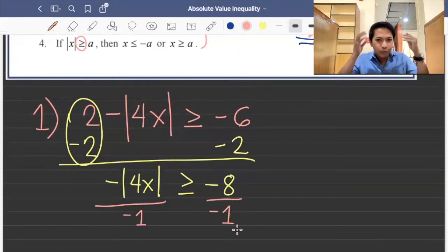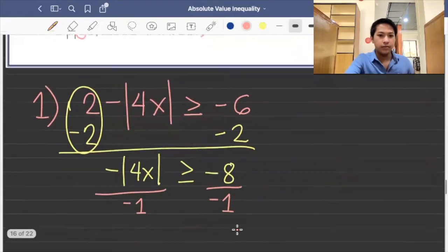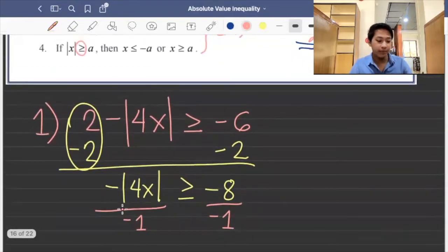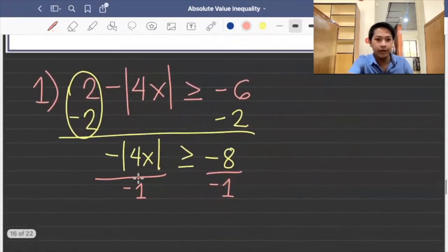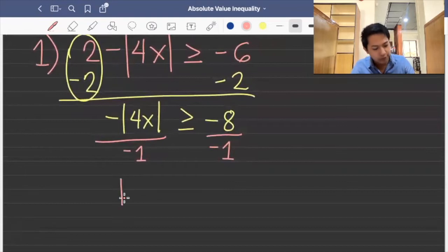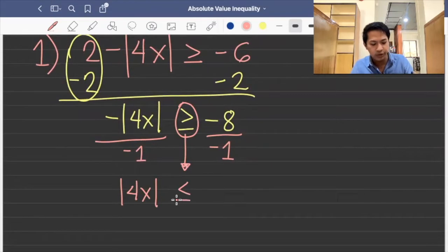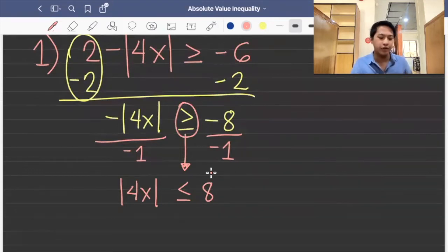Your brain should automatically tell you that if you are dividing or multiplying by a negative number, your inequality sign should reverse. So negative divided by negative 1 is just positive, so that becomes the absolute value of 4x. Instead of greater than or equal to, we reverse it and it becomes less than or equal to. Negative 8 divided by negative 1 is positive 8. Now this is our simplified absolute value inequality: the absolute value of 4x is less than or equal to 8. Do we have any question?